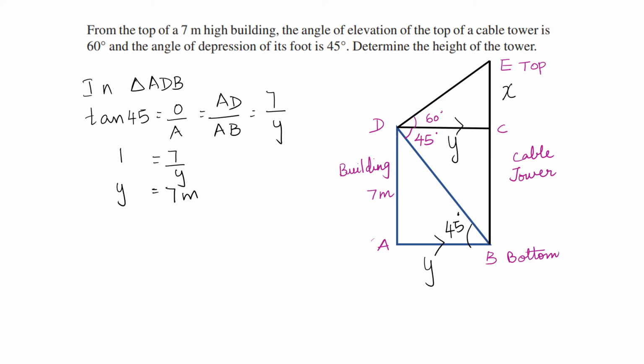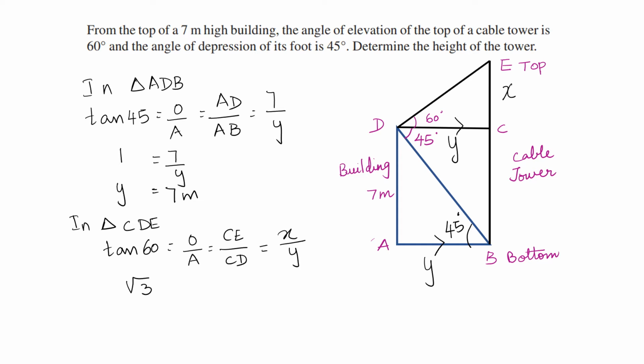Now in triangle CDE, tan 60 equals opposite by adjacent, CE by CD, that is equal to X by Y. What is tan 60? Root 3 equals X by Y. X equals Y root 3.